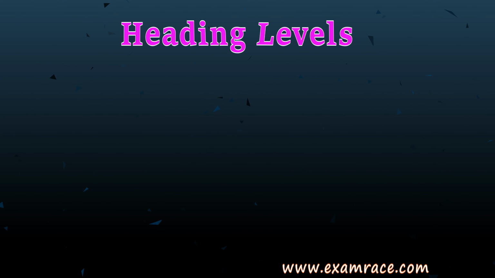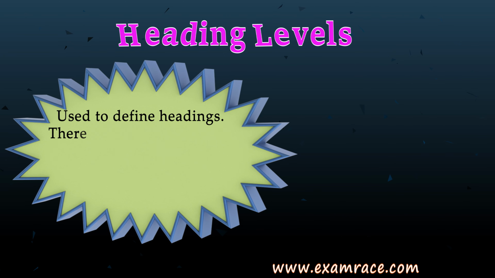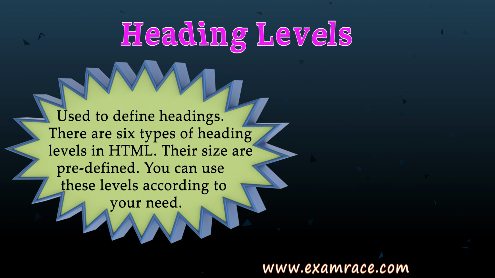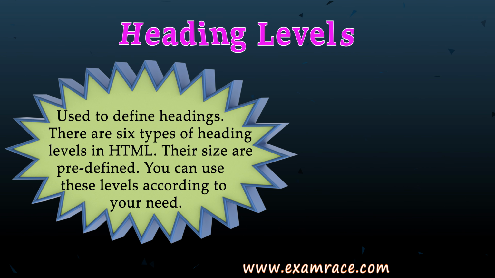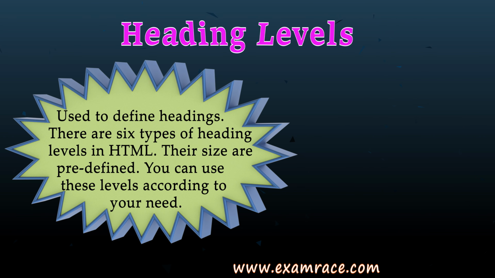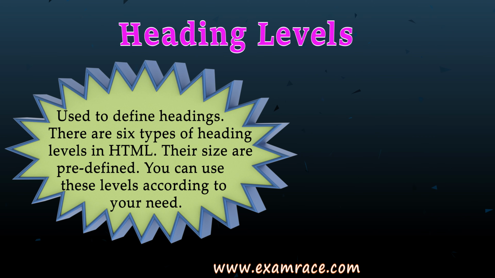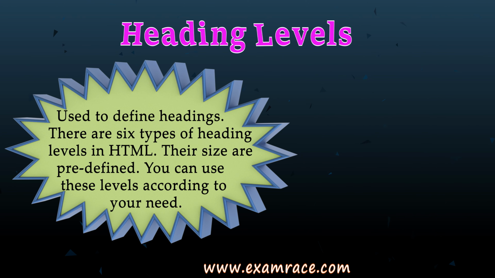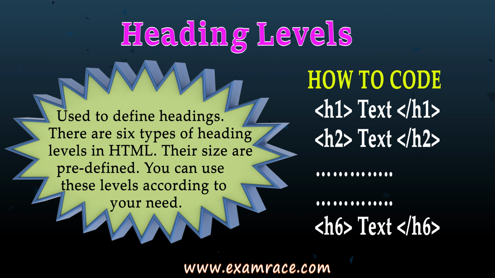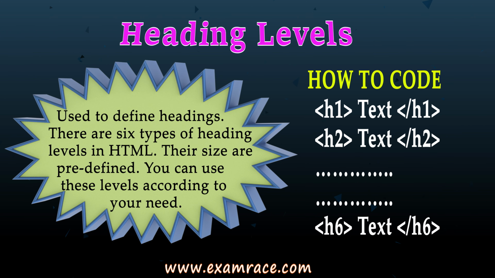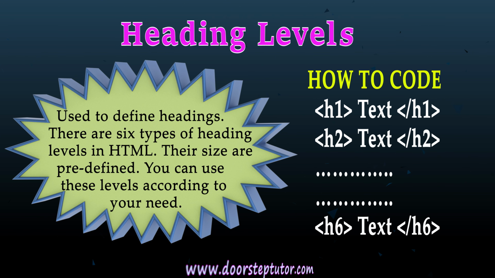It is about the heading levels. Heading levels are very simple tags but really very useful tags. Without these heading levels, we really cannot create a very effective web page. The various heading levels we have in HTML are H1 to H6. So we can say that there are a total of 6 types of heading levels in HTML, and the most important thing about the heading level is that their size is already predefined.